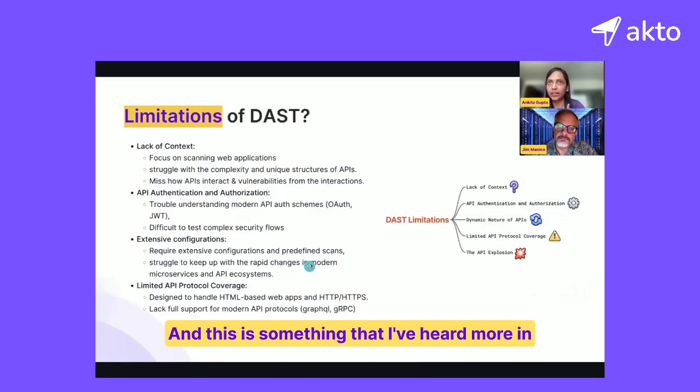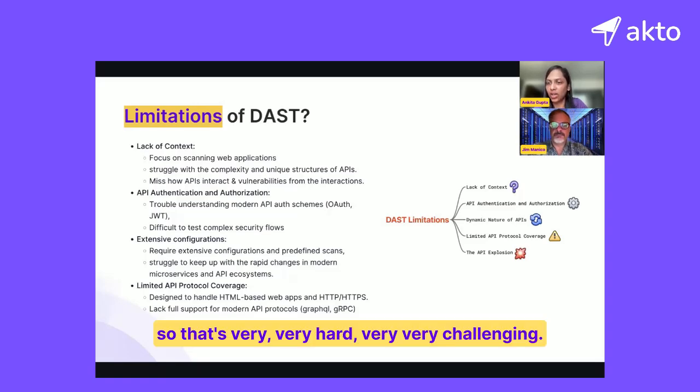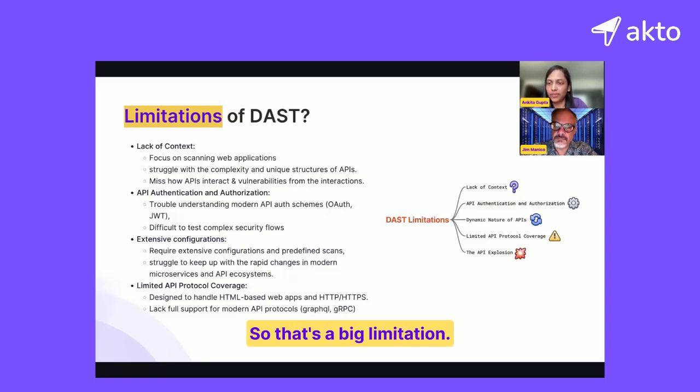Configuration. This is something that I've heard more in conversations rather than from using the tool. I've heard the biggest challenge is there is a lot of configuration required for a DAST to function. That's very, very challenging. And even after configuration, the results are not that great, especially for API-driven architecture. So that's a big limitation.